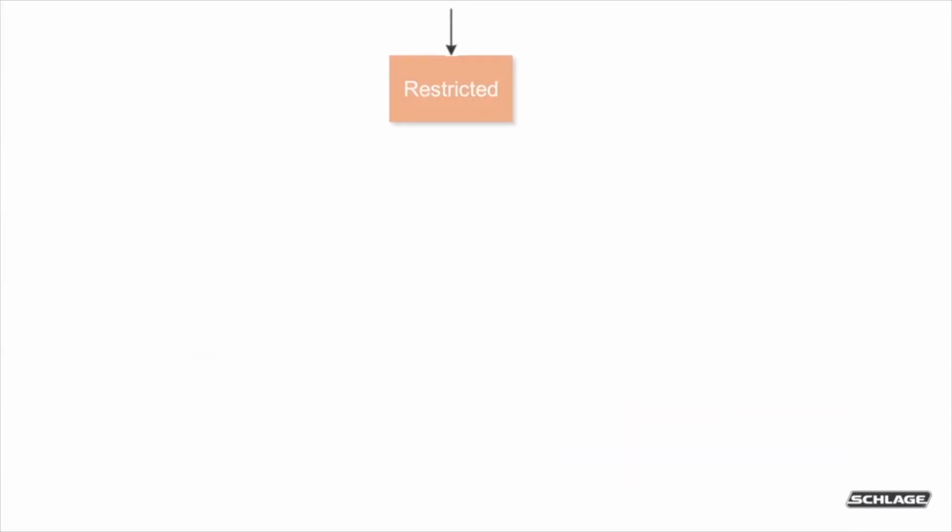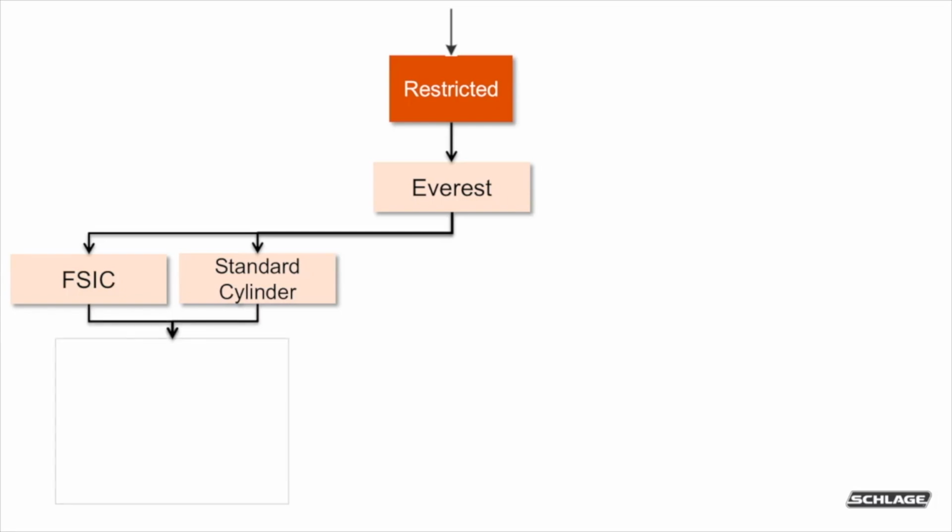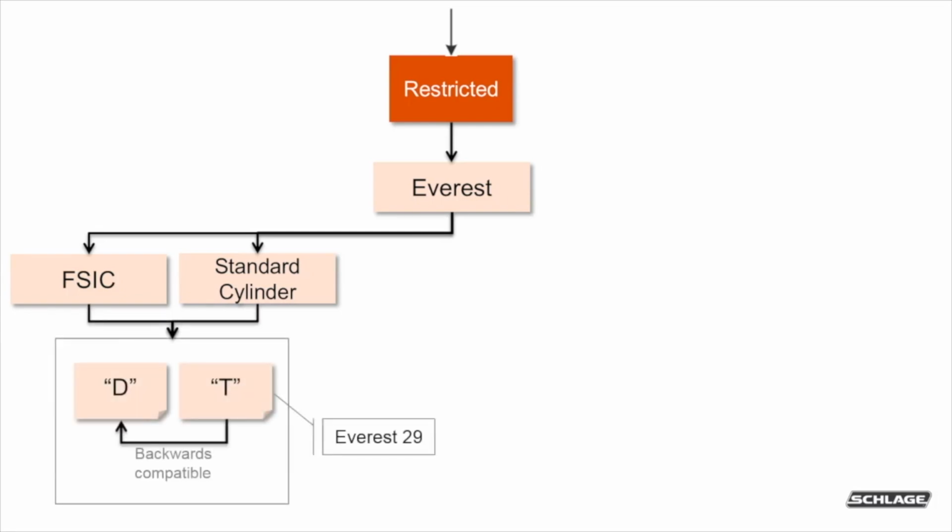As we look at the left side of the diagram, we have the full-size IC core as well as what we call a standard cylinder, which everybody is familiar with. Because those are restricted, we give them a different keyway from the open keyway. In the FSIC and standard cylinders, we have the D and T keyways. D is old-style Everest keyway, and the T is the Everest 29.